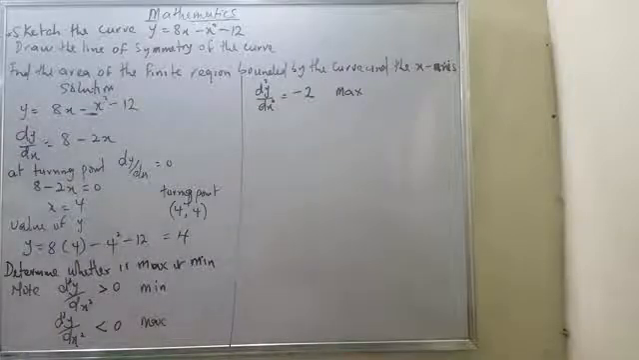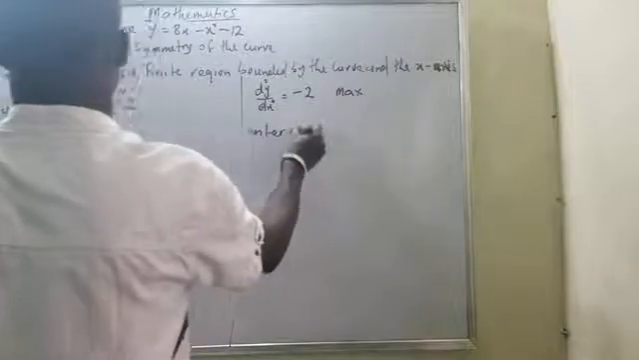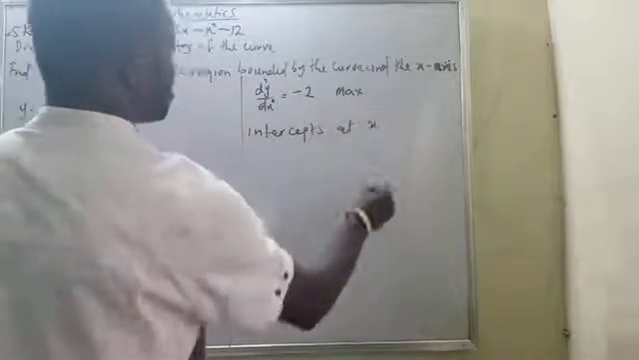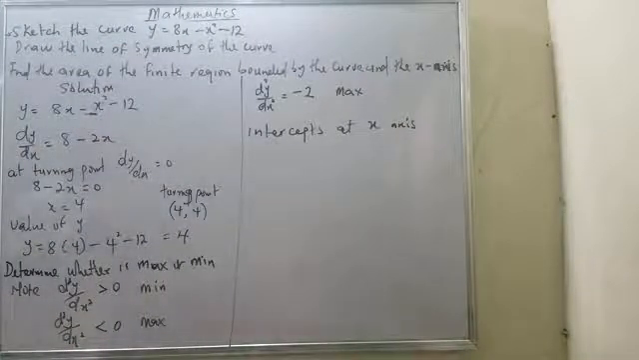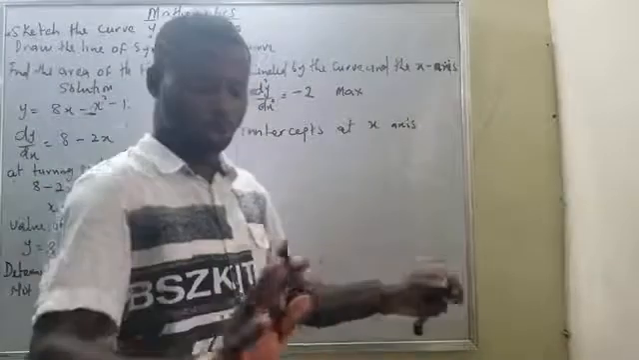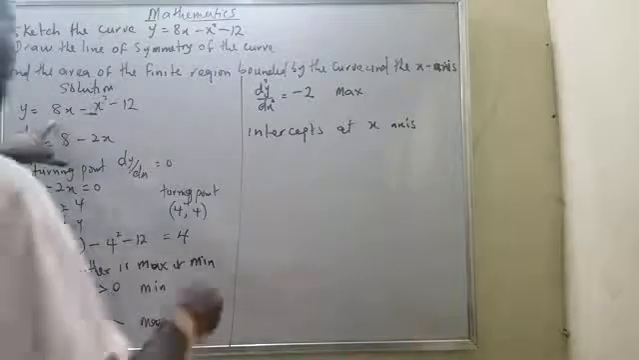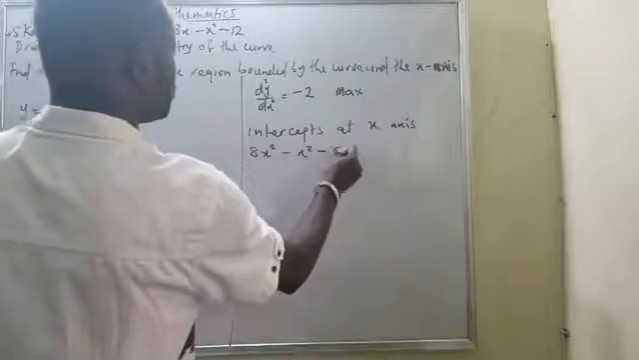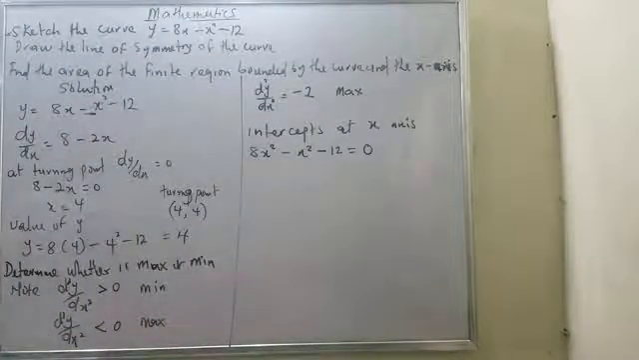the intersection point. Now, how do I know that the point of intersection is at the x axis? At the x axis, what I need is purely the root. I need the root of the equation. How do I get the root of the equation? I will come here, y equals 8x minus x squared minus 12. It will be equal to 0 because I'm working towards the root at this point.